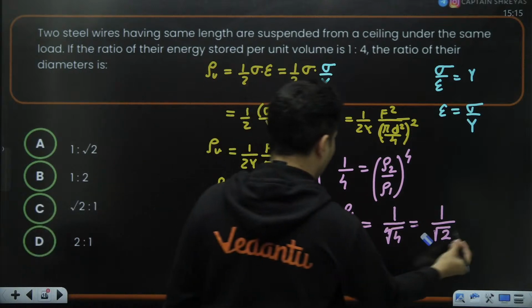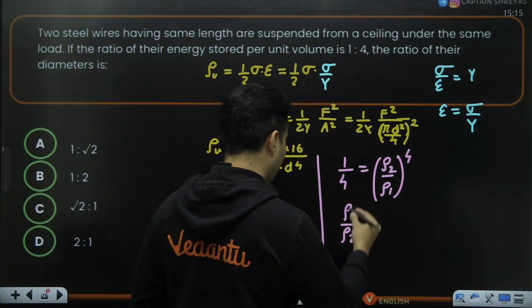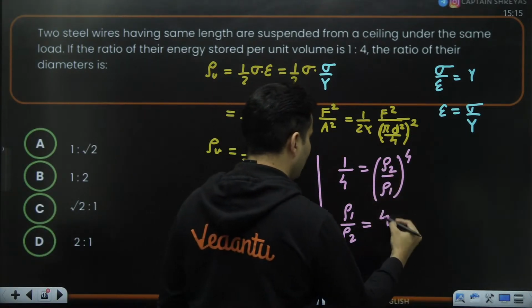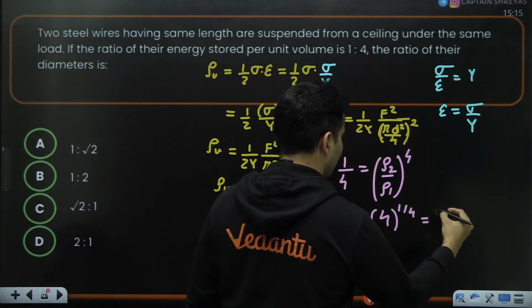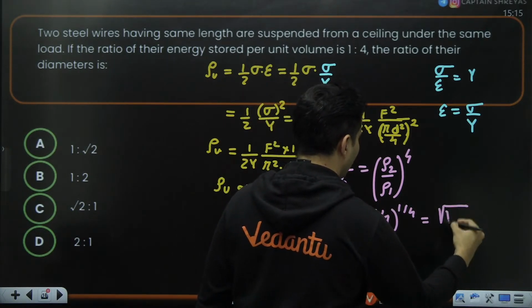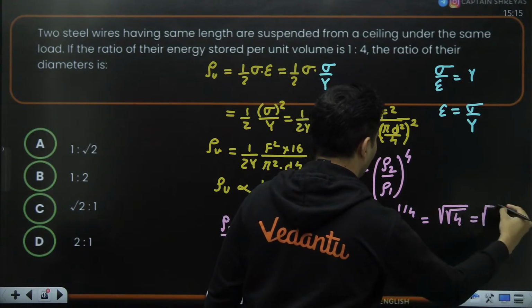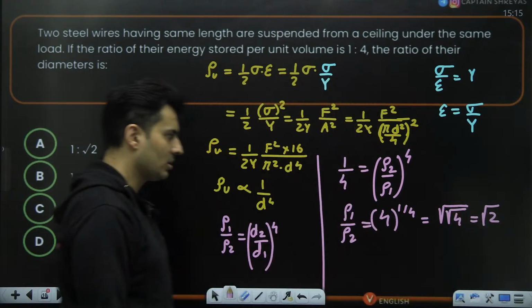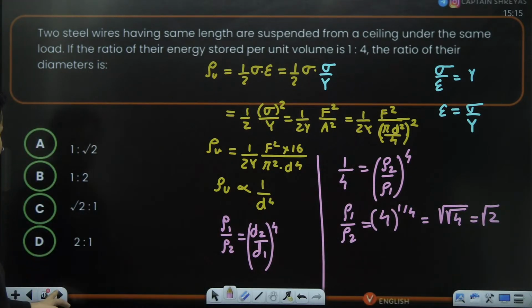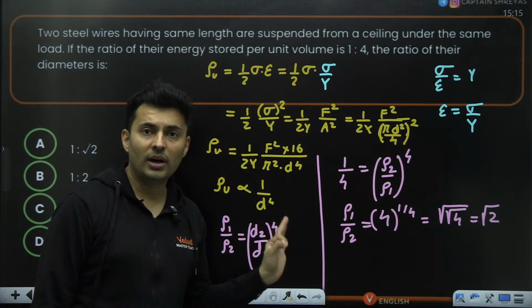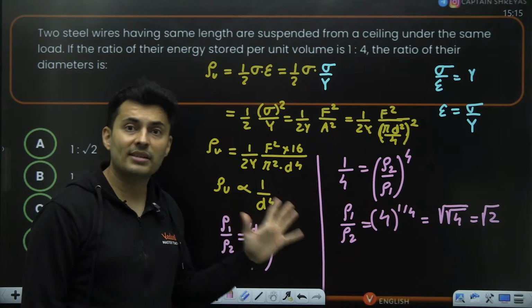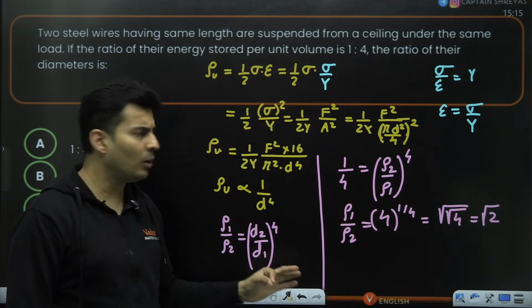Sorry, I had to take this on the top. I made a mistake. When I read rho 1 by rho 2, this will be 4 on the top, whole raised to 1 by 4, which is nothing but square root of 4, which is 2. So square root of 2. So square root of 2 is to 1. That is option C. Perfect. That is the answer. Nice question. But you know what? Till the end, I did not substitute anything. I just figured it out first.